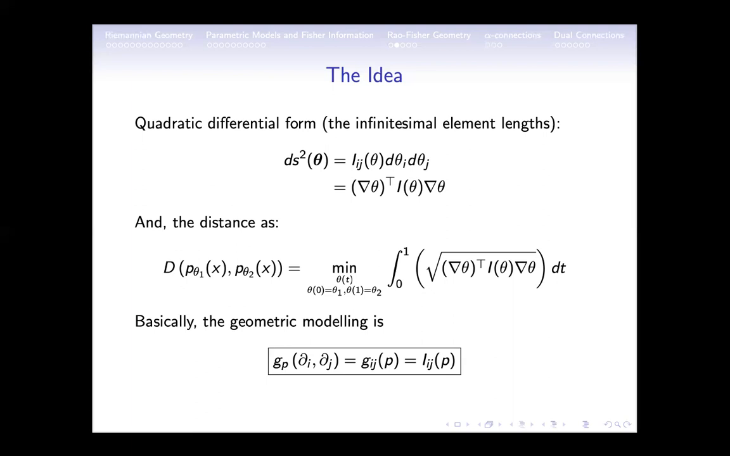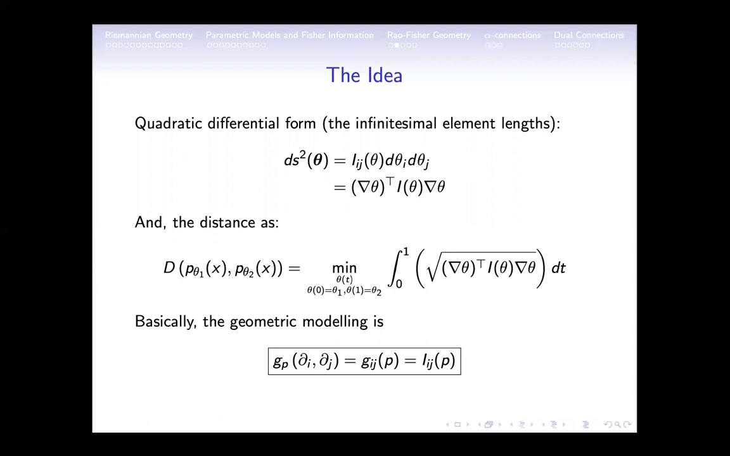So now how does Rao define distance? He defines distance between two probability distributions, p theta 1 of x and p theta 2 of x. These two are again two different points on the statistical model, which is a manifold now. They take smooth, admissible curves from theta 1 to theta 2, and they know how the small element lengths look, and they integrate over them to get the whole length of the curve. So he is basically doing this.